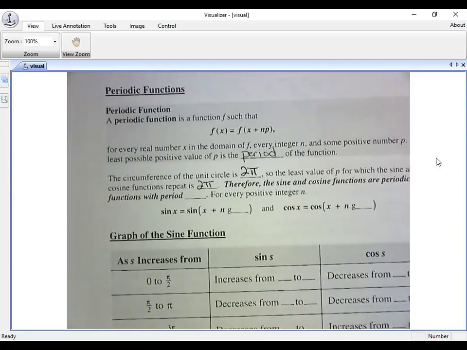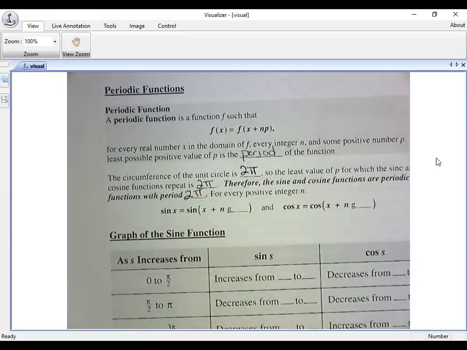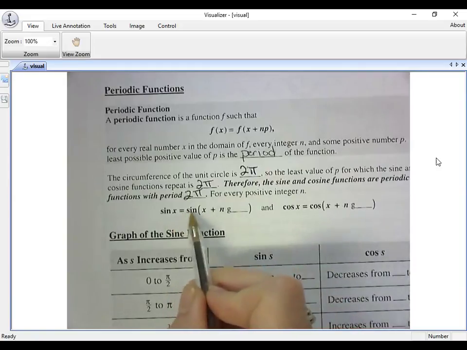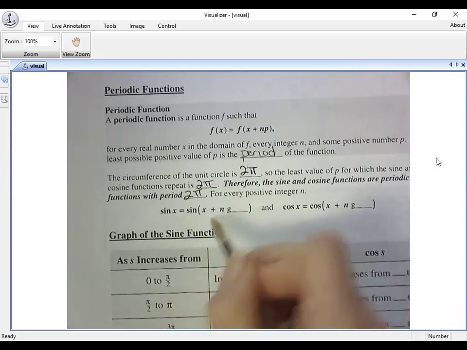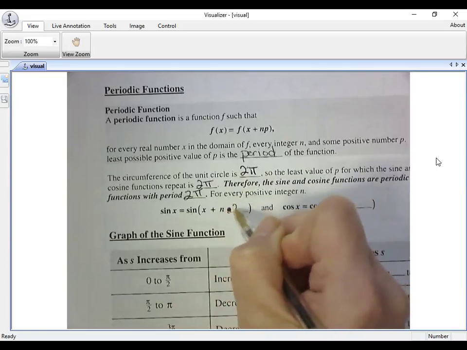The period is how long it takes to get one complete cycle. 2 pi. We had 2 pi in every one of these blanks. Okay, so here's what this is saying. The sine of x would be equal to the sine of, and then in the parentheses we would have x plus, and then I don't know why that's a g, make that a dot, any number times 2 pi.